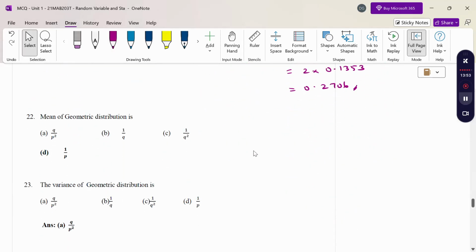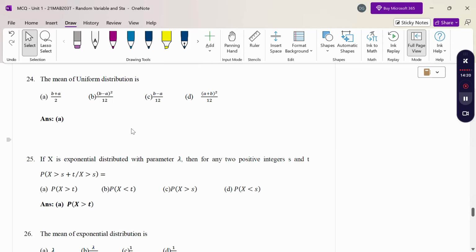And the mean of the geometric distribution is 1 by p, so the answer is option D. And the variance of the geometric distribution is q by p squared, option A. And the mean of the uniform distribution is (a plus b) by 2.